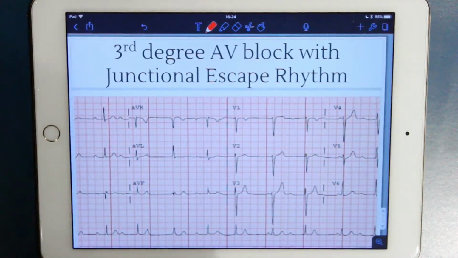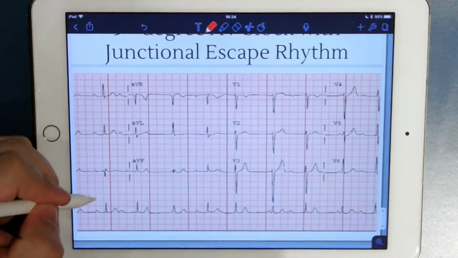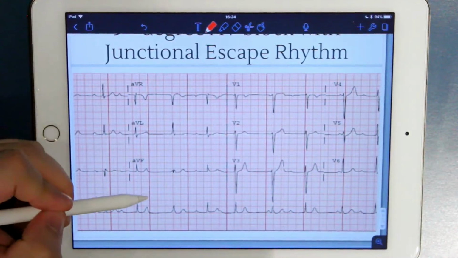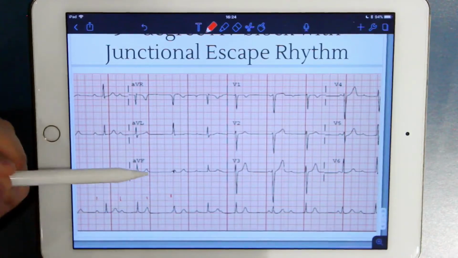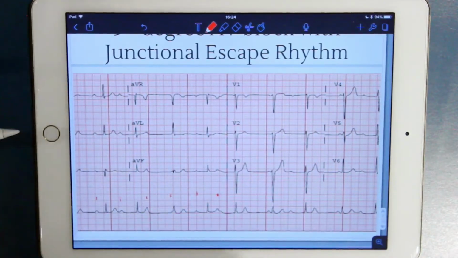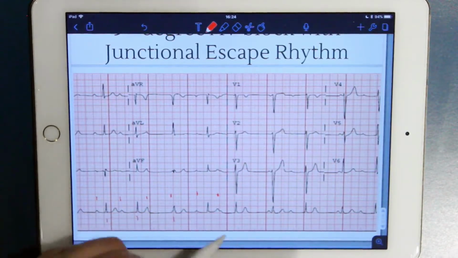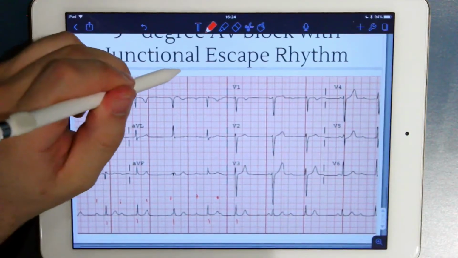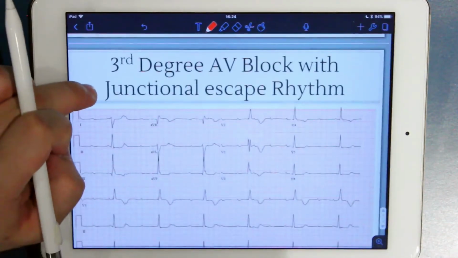Here's a third degree AV block with a junctional escape rhythm. So very similar to the previous patient. Let's mark out our P waves here, here. There's probably one buried under this T wave, and there's probably one buried right here, and there's another and another. So very regular atrial rhythm with a very different ventricular rhythm and no association. The reason why the QRS complexes here are narrow is because that escape rhythm is coming from the junction, and therefore using the conductive pathways of the heart.